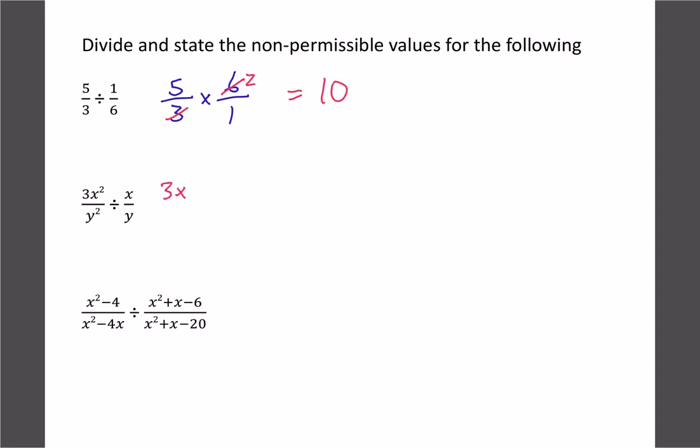Okay, the next one, 3x squared over y squared. We're going to times it by y over x. So we're going to cancel one of the x's and one of the y's.